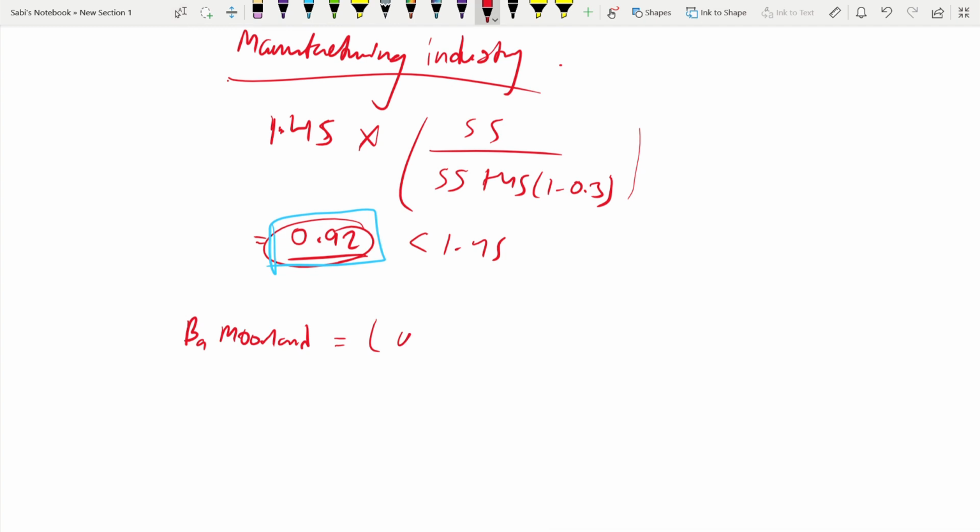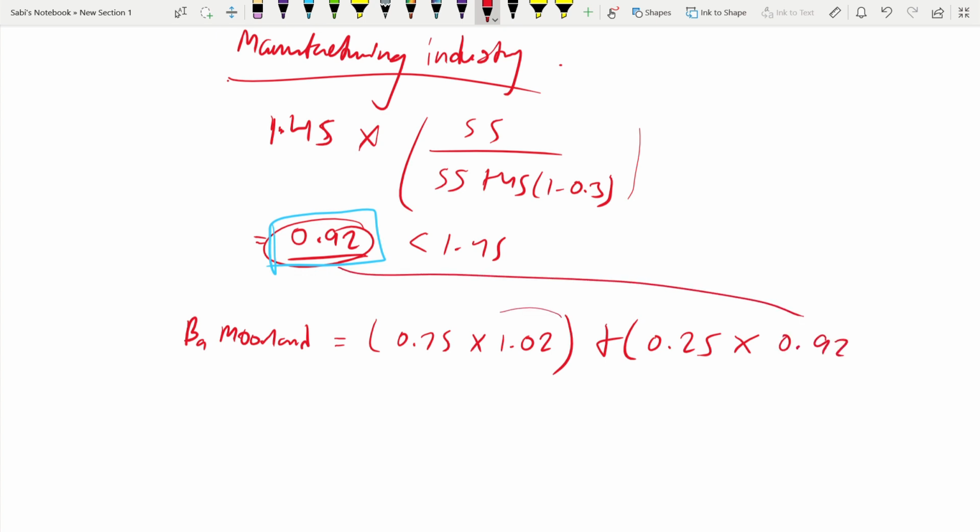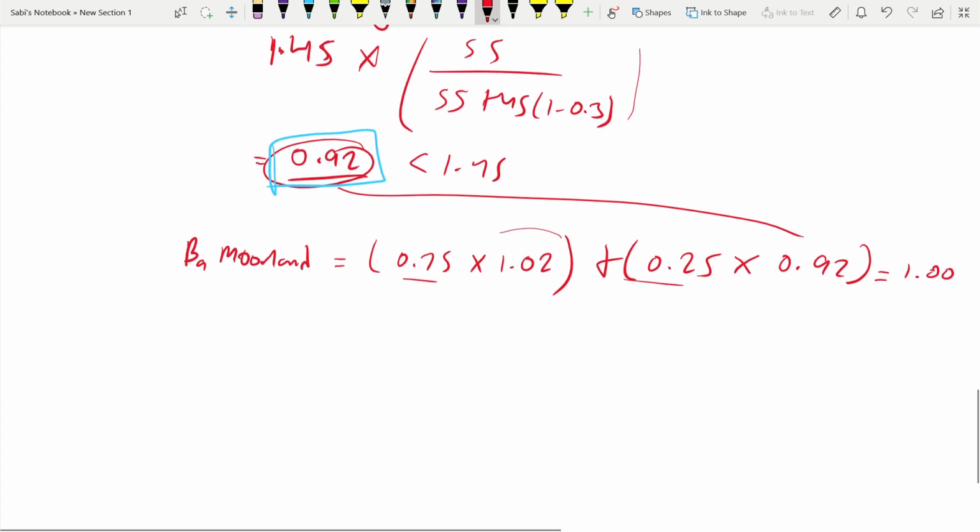So 75% into asset beta of what? Retail, plus 25% multiplied by the asset beta of manufacturing, which is the blue one we are using. This is 1 also for the retail. This is from manufacturing, which is how much? 1 in this case. Usually it's not 1. In this case it's purely 1. This 75-25 has to make up 100%. Now you have got the asset beta.